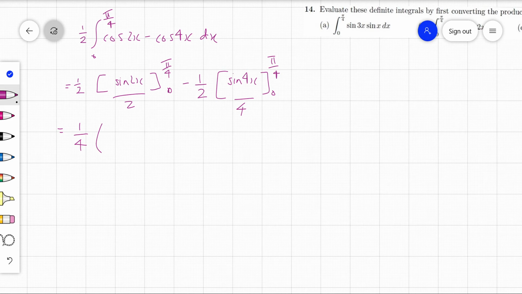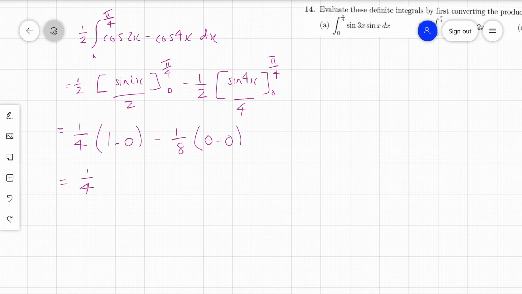So when we do sine of 2 pi on 4, which is pi on 2, we would get our 1, and sine of 2 zeros is the same as sine 0. So we're getting 0 there. If I put the 4 with the 2, so I've got 1/8 out the front. 4 times pi on 4 is pi, so sine pi is 0, and 4 lots of zeros is 0, so again we get 0, so actually that disappears and we just get the 1/4.